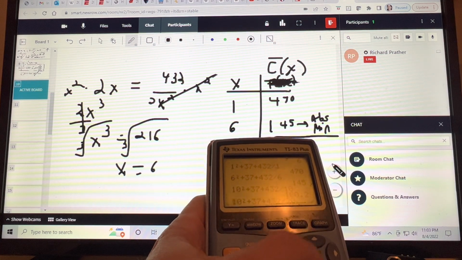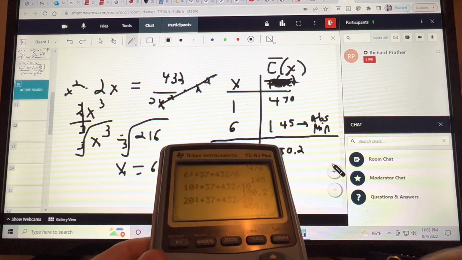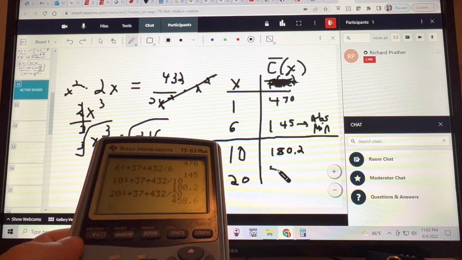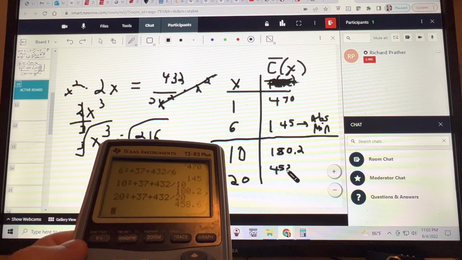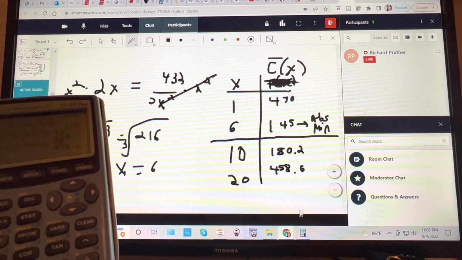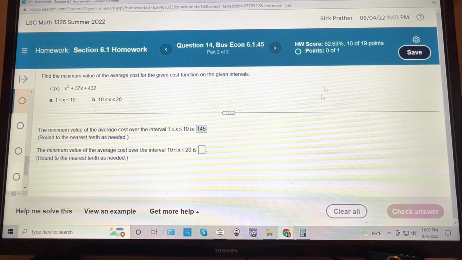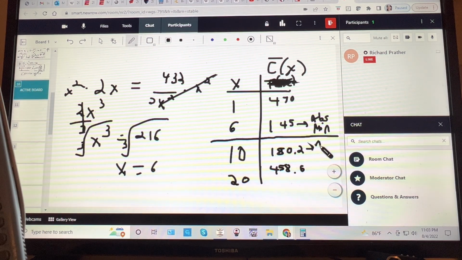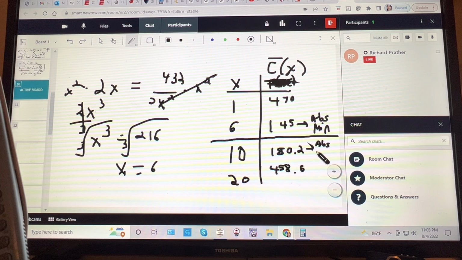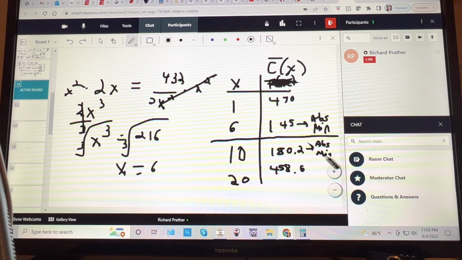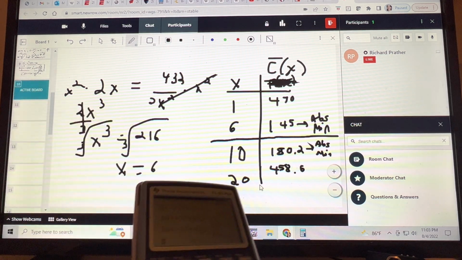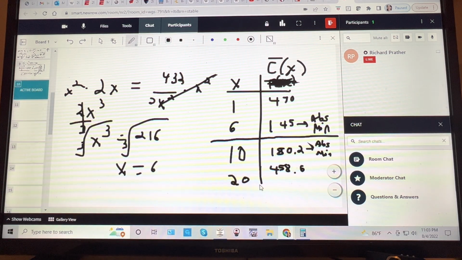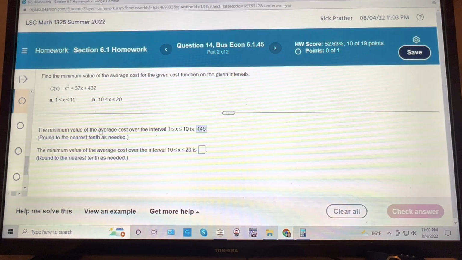I have a closed interval from 10 to 20. 6 is not in that interval. And 1 doesn't matter because it's not part of the interval. So 458.6. And we're looking for the minimum only, apparently. This one's only about the minimum. So now 10 would be the absolute minimum. X equals 10 would be the location of the absolute minimum, because all I have are the two endpoints, and that one's smaller. So 180.2 would be the absolute minimum if I change the interval from 1 to 10 to 10 to 20.